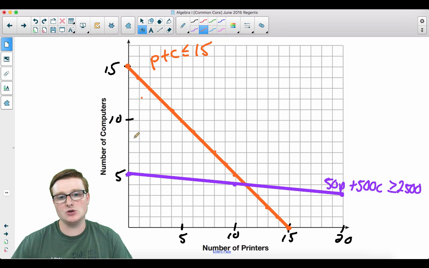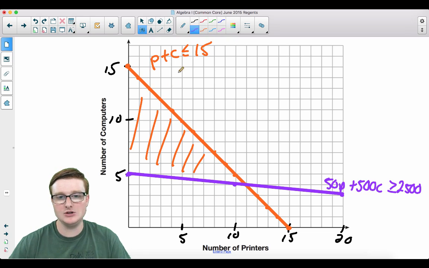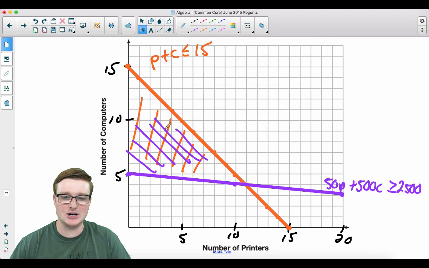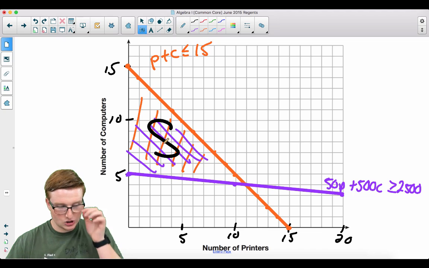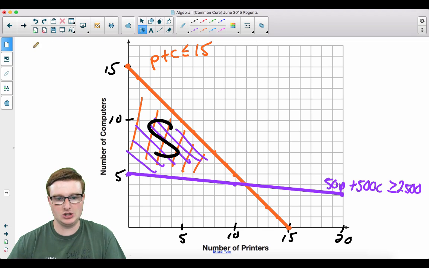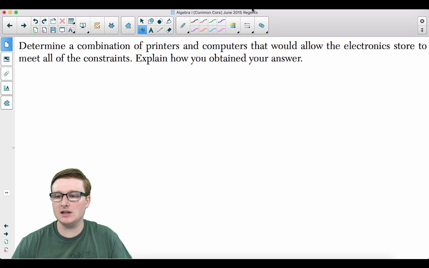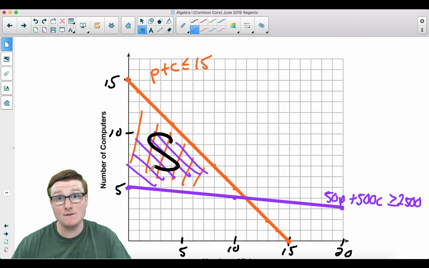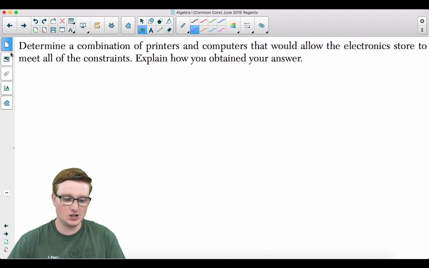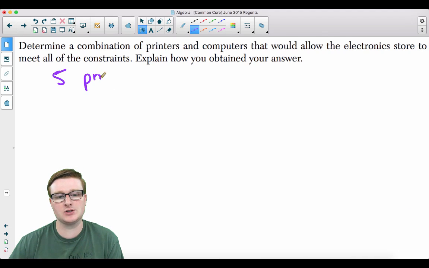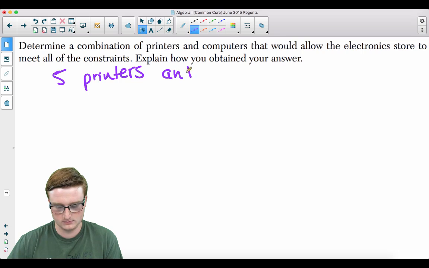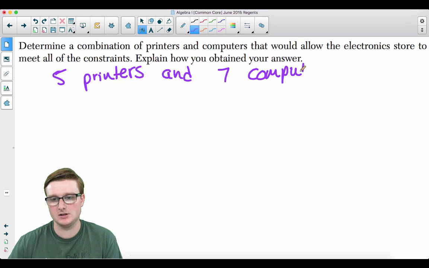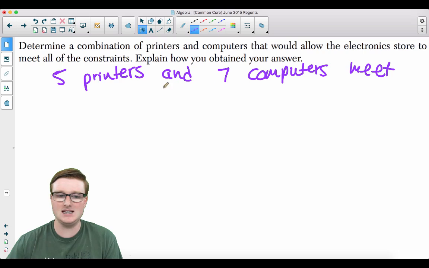Now you're shading. You shade below for this one, and you shade above for this one, and this is your solution set in here. Okay. So it says, determine a combination of printers and computers that would allow the electronics store to meet all of the constraints. Explain how you obtained your answer. Ladies and gentlemen, there are many combinations that you can have to meet the constraints. But I chose this. I said 5 printers and 7 computers meet the constraints.